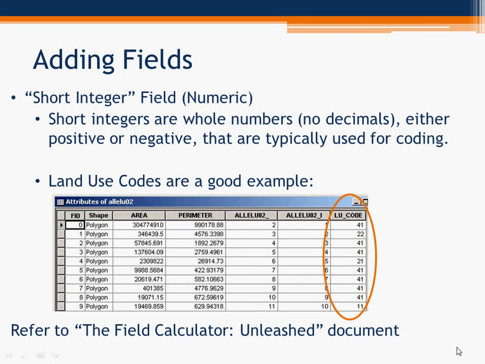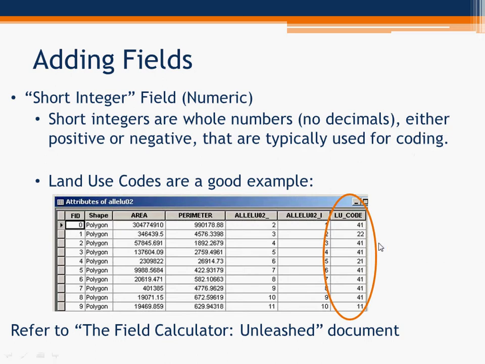Now we start to get into the numeric types of fields. In this case, our first one is short integer. And as integer indicates, these are whole numbers. There are no decimals. And what's really key here is that even though they're mathematical values, they are typically used for smaller types of numbers, and you can use them for coding.